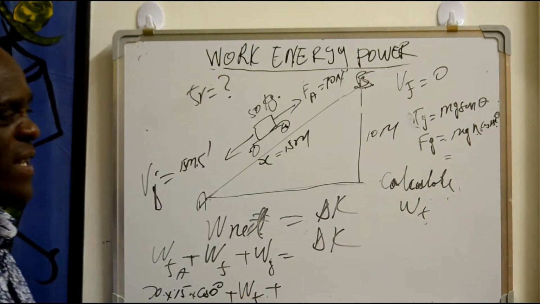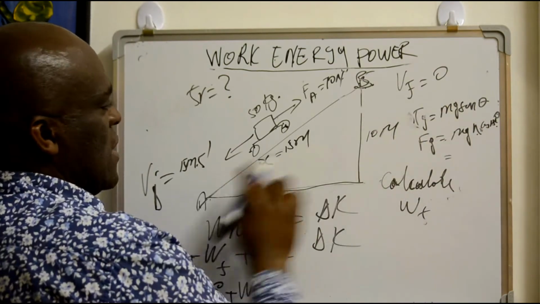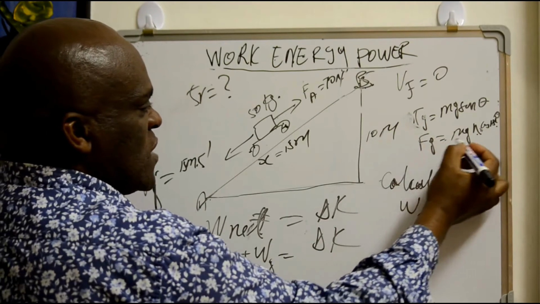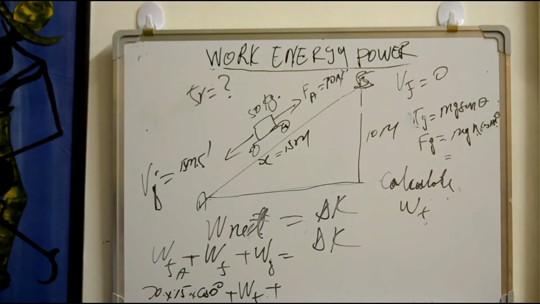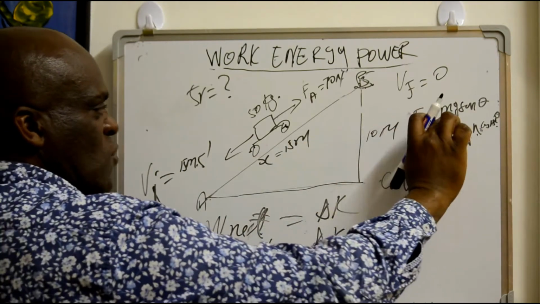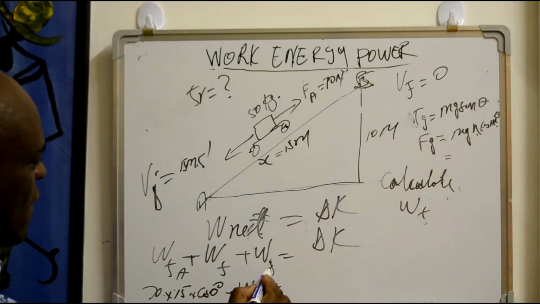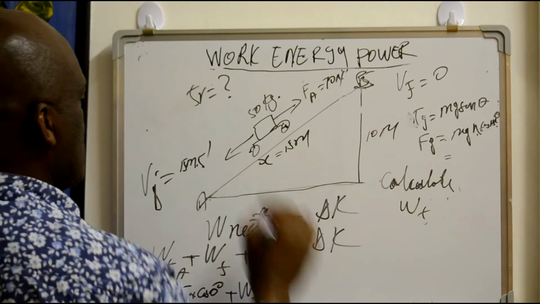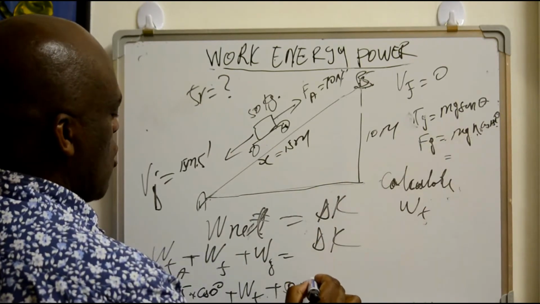I want to emphasize this because I've got a height but I do not have an angle. So if you do not have an angle but you do have a height, the work done by gravity is mgh cos 180 degrees. That is the point of emphasis. If it was an angle, it would be mg sine theta. What is my force of gravity here? What is my mass? My mass is 50 kg. What is my g? It is 9.8.